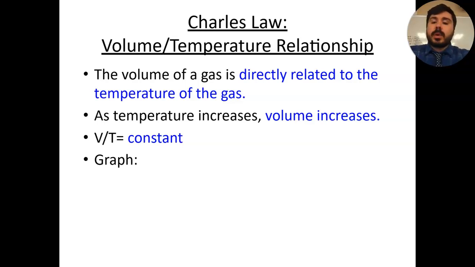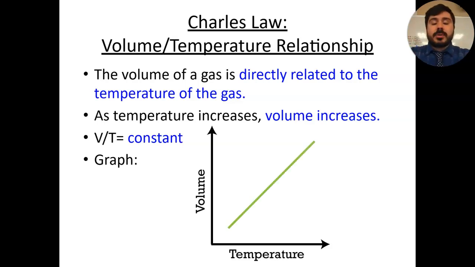Directly related, what does that mean? Thinking back to relationships you would have talked about in math class, if you relate two things together in terms of a graph directly, that means that as temperature increases, volume is also going to increase. They're directly related, so if one does one thing, the other does the exact same thing. If temperature increases, volume also increases.